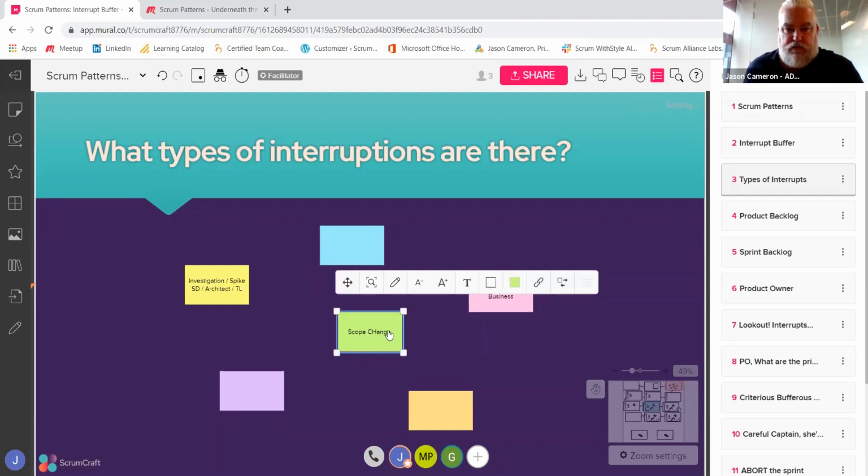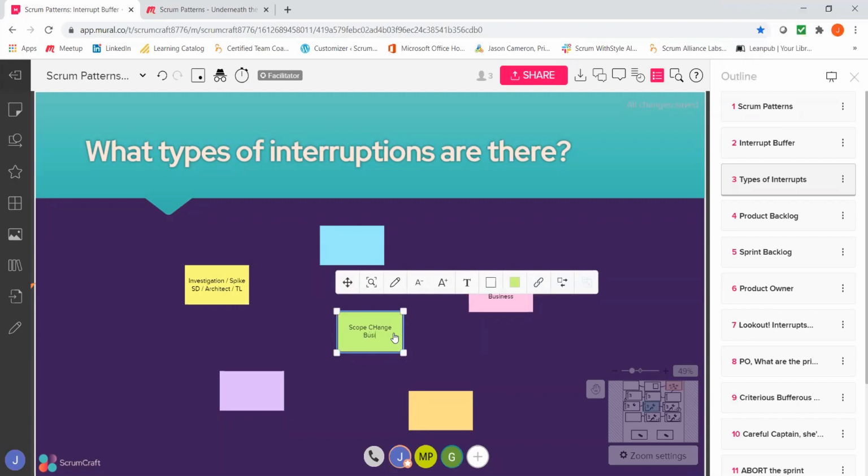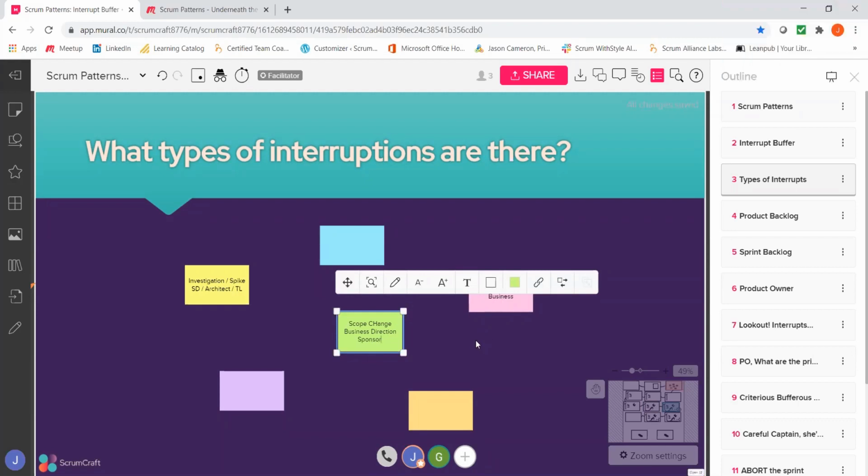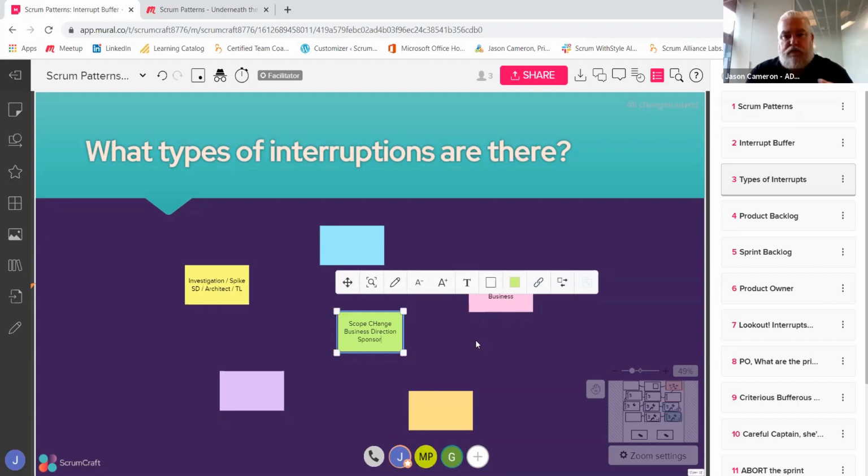So in that context, we're talking about maybe a business scope direction change due to business direction or business strategy change. Yeah. Okay. Maybe that's a sponsor. Something like that. All right. So we've got a bit of an idea of what the types of interruptions are now, and we'll narrow it down on the different types of scope changes that might occur.